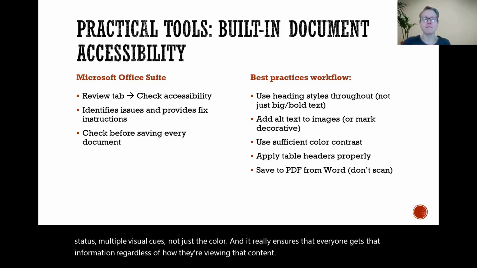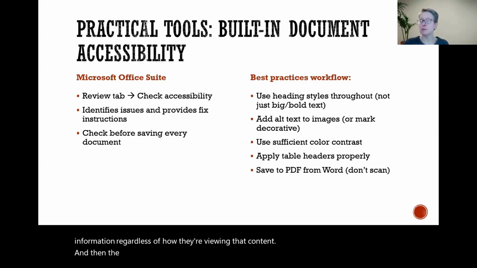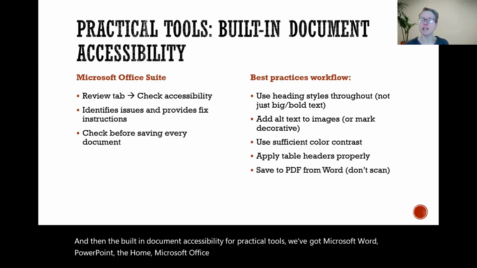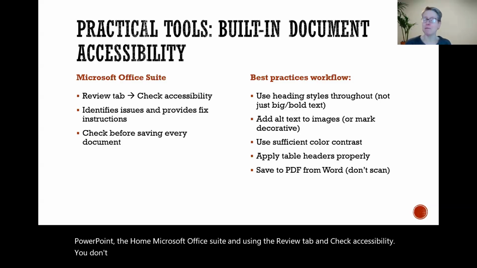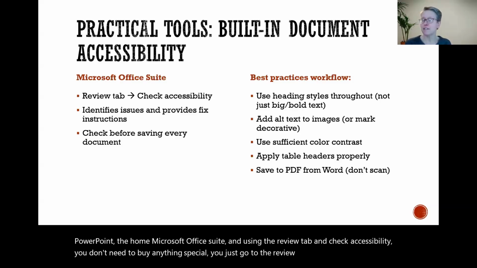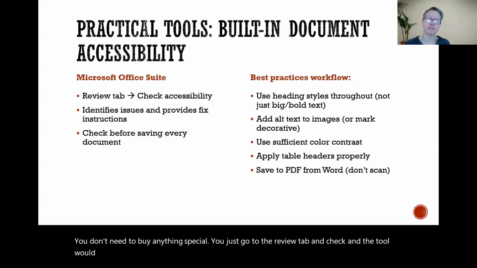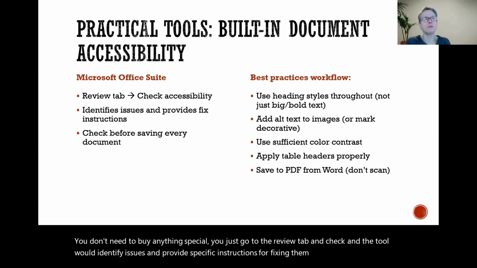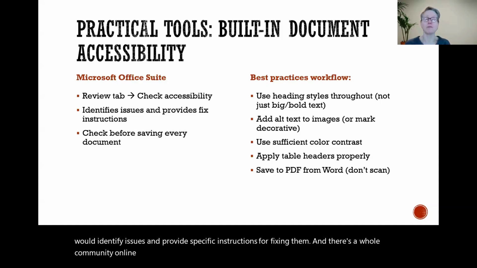And then the built-in document accessibility for practical tools. We've got Microsoft Word, PowerPoint, the whole Microsoft Office suite, and using the Review tab and check accessibility. You don't need to buy anything special. You just go to the Review tab and check, and the tool would identify issues and provide specific instructions for fixing them. And there's a whole community online of people and resources as well outside of Microsoft that uses these tools, and they have input and can answer questions.